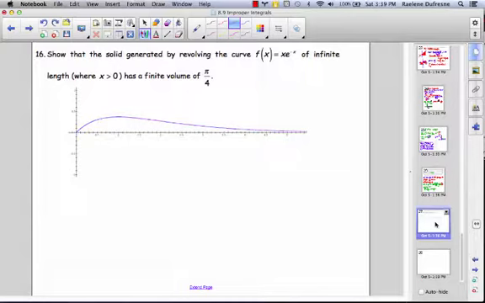Okay, the last example says to show that the solid generated by revolving the curve f of x equal to x times e to the negative x of infinite length, meaning we're going from x equals 0 forever towards x approaching infinity, will have a finite volume when we revolve the curve around the x-axis.